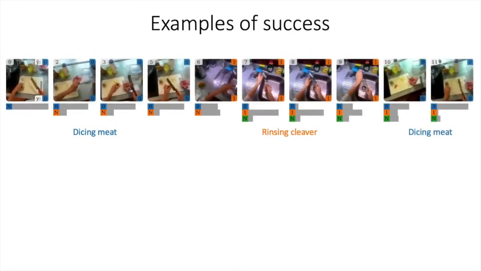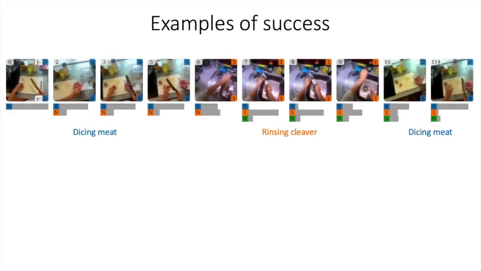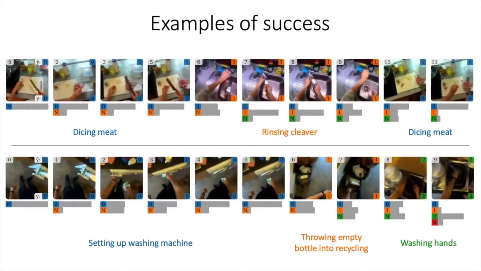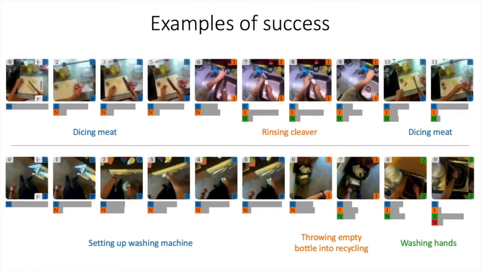In this example, UnweaveNet detects the transition from dicing meat to rinsing cleaver, and is then able to detect the dicing meat activity is resumed at the end of the video. In this bottom example, we see that UnweaveNet has successfully detected the activity transitions from setting up the washing machine to recycling the empty bottle to washing hands.